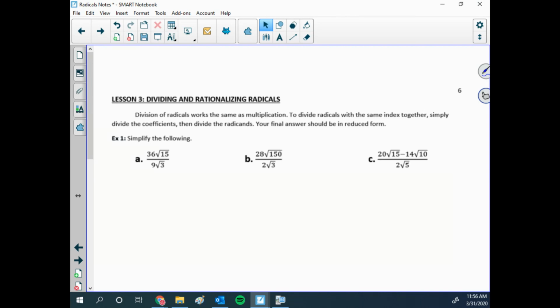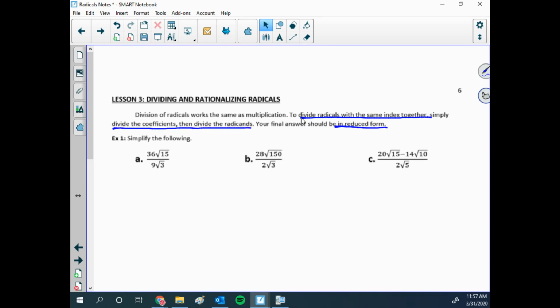All right. So we have looked at simplifying radicals, adding and subtracting radicals, and multiplying radicals. Now we're going to take it a step further and look at dividing and rationalizing radicals. Division of radicals works the same way as multiplication, which means we take the coefficients and divide them by each other, and then take the radicands and divide them by each other. Once we have done that, we take our final answer and make sure that it is in reduced form.